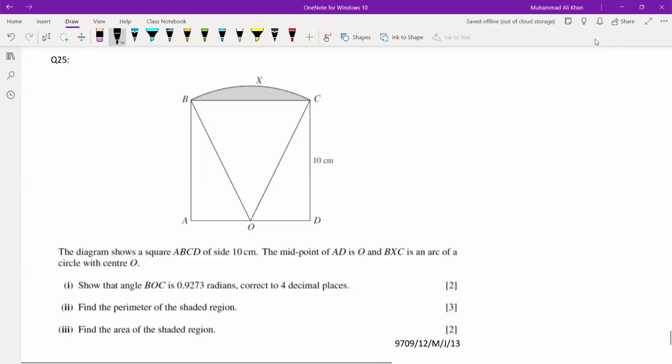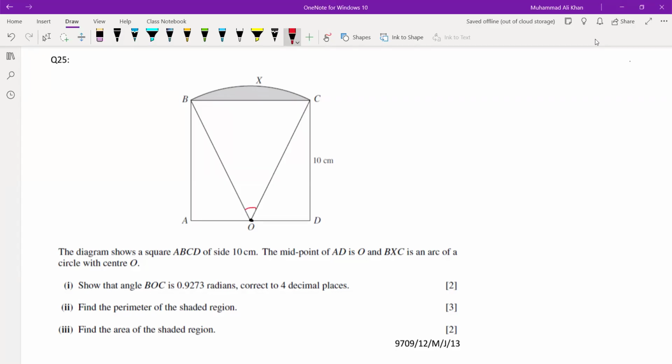Now, question number 25 is from May June 13, paper 1-2. The diagram shows a sector OBXC with center O. Show that angle BOC is this. We have to calculate angle BOC. हमें angle BOC calculate करना है. Check करते हैं. क्या कहा गया?